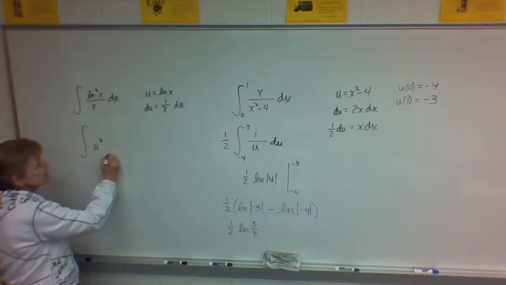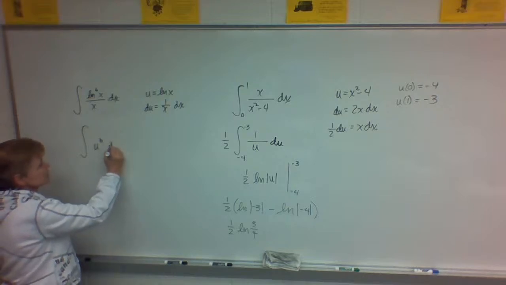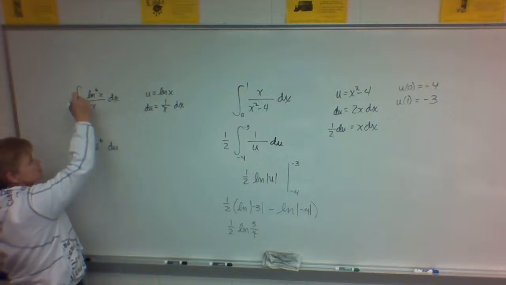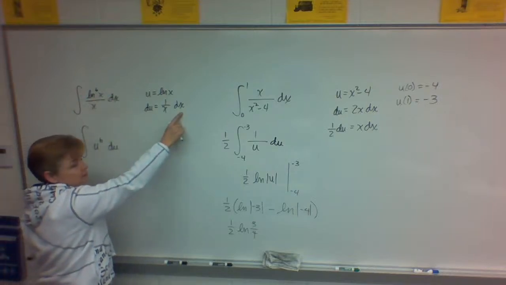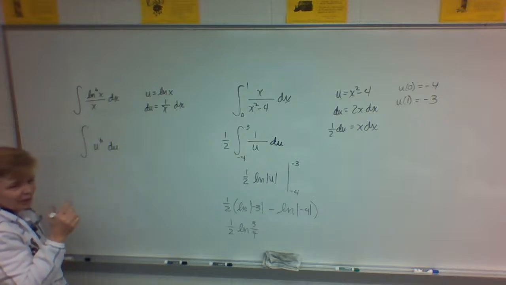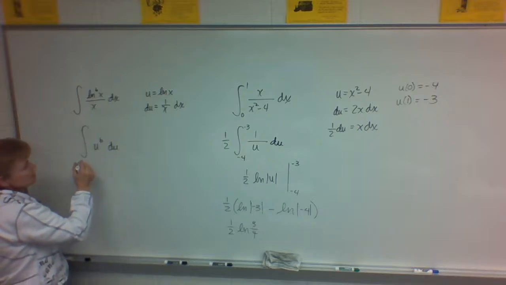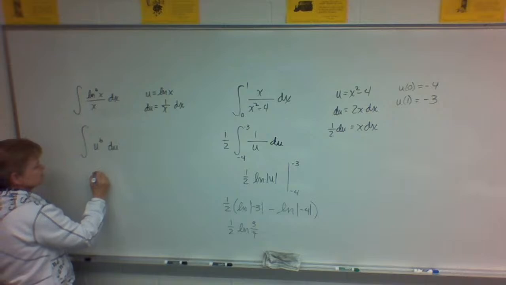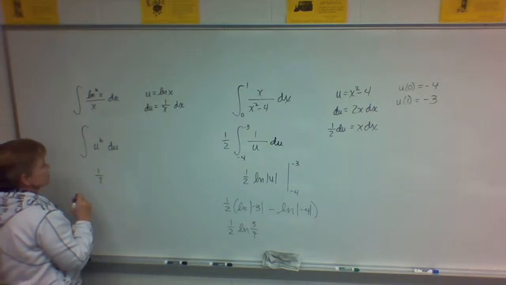Over. No, I'm not done yet. u to the sixth du. That whole du is the 1 over x dx. See it? You see it all there? I see. A little bit hard to reconcile with fractions. Now this is easy to integrate. What is it? 1/7 u to the 7th. 1/7 u to the 7th, yes.